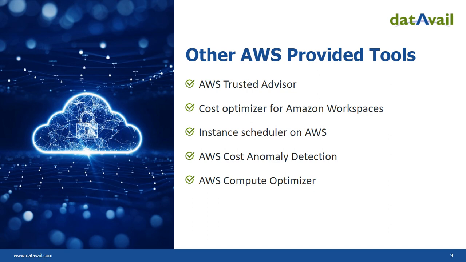AWS has provided a lot of tools as well, in addition to Cost Explorer and billing. AWS has Trusted Advisor, which actually covers more than cost. It will also look at security, reliability, performance, and whatnot. So it's an automated tool. It has built-in automation and reasoning, and when you run Trusted Advisor, it will advise you on what things you can do.